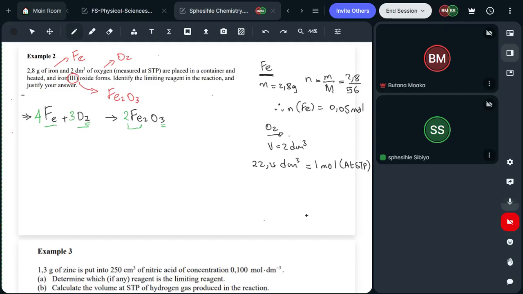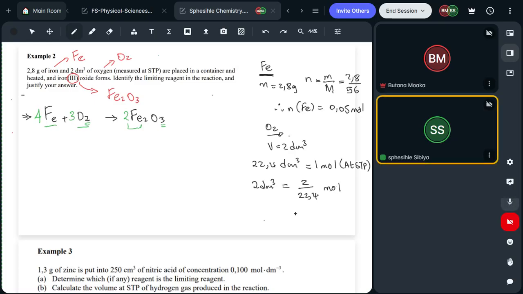Do you understand that part? Yes. Perfect. So I'm going to use this to calculate the number of moles of oxygen. If I'm given 2 decimeter cube, then 2 decimeter cube will be equal to 2 over 22.4 mole. Is this making sense? You still remember what we did last time? This is moles at STP.